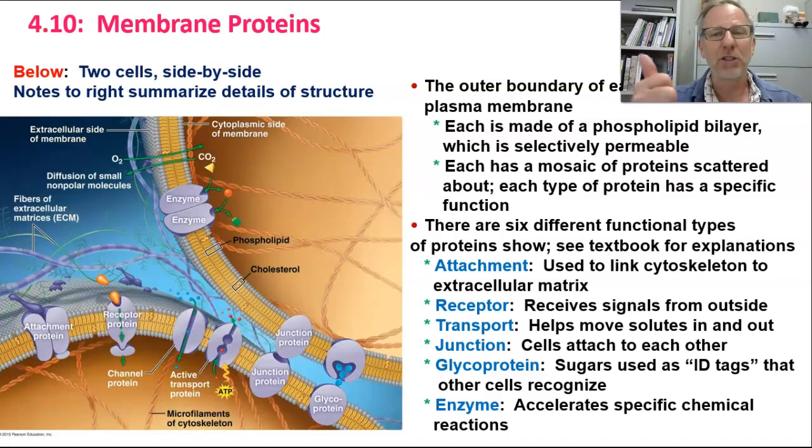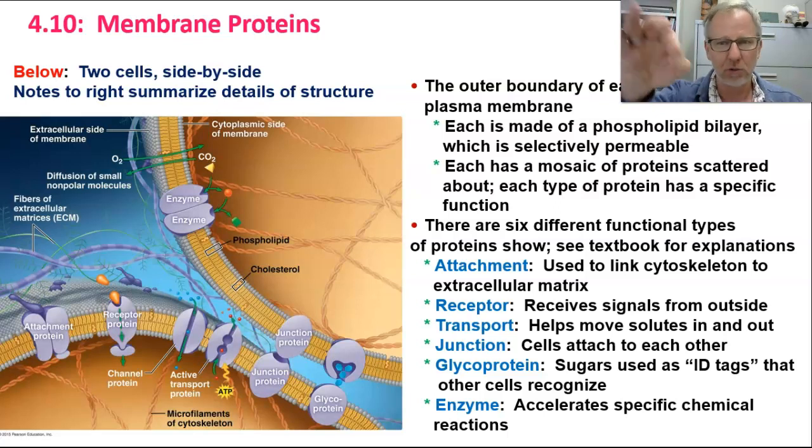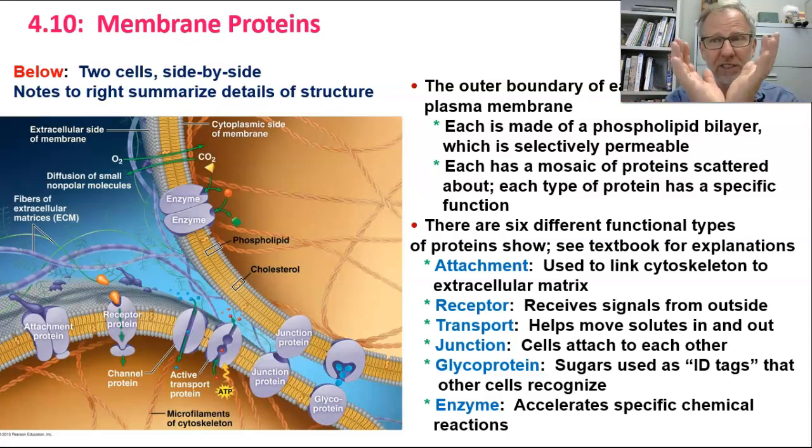You've got attachment proteins. So those are proteins that specifically are linking the cytoskeleton to the extracellular matrix. So they're sort of a conduit. So you can see them there in the figure, attachment proteins. Receptor proteins, those are receiving signals from outside the cell. Receptor, receiving signals, like hormone signals.